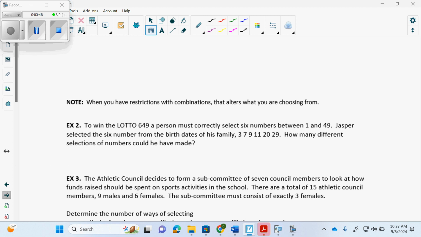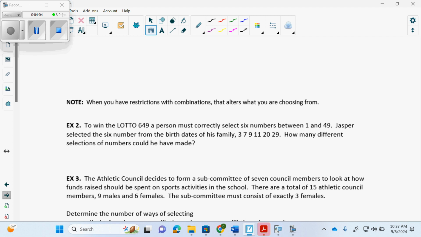The Lotto 649 is you pick 6 numbers from 49. Okay? And order doesn't matter in which you pick them. So if you had the numbers 1, 2, 3, 4, 5, 6, and they came out of the machine in 6, 5, 4, 3, 2, 1, you still win. Okay? So the order in which you pick them doesn't matter.